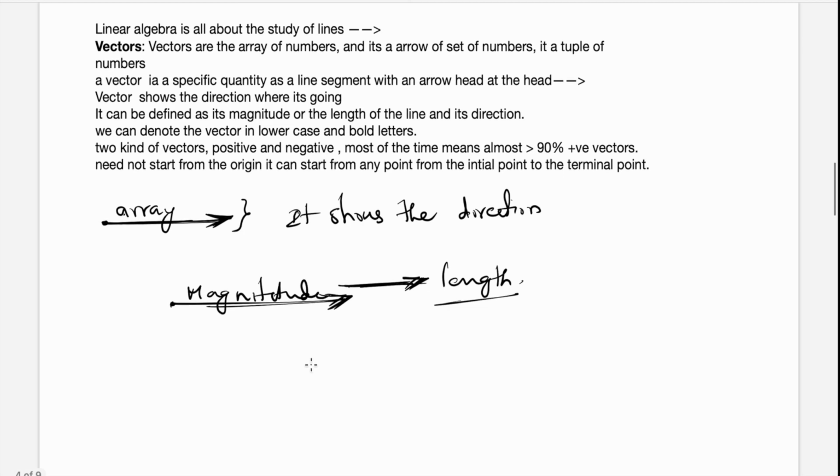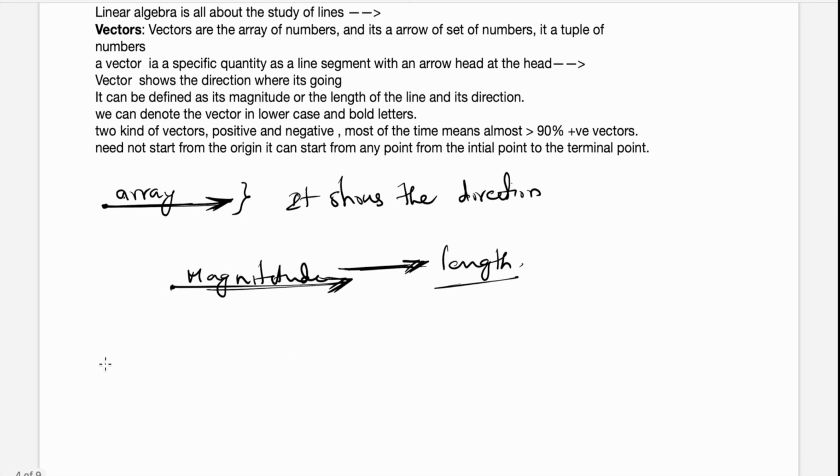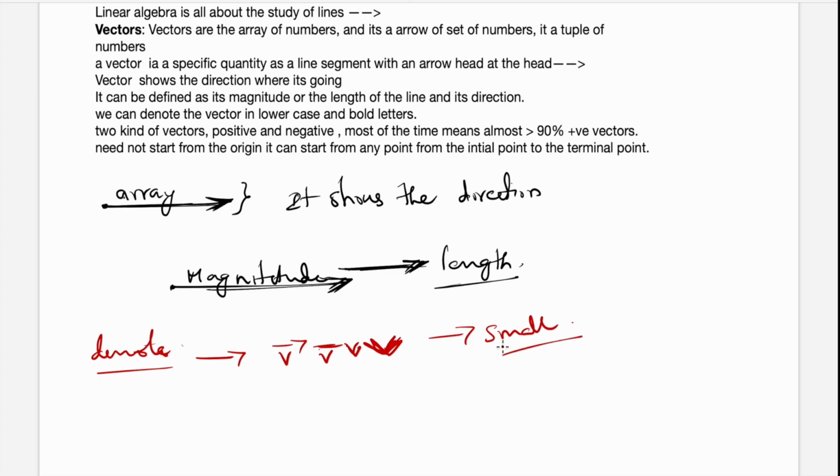So we denote our vectors like this. It's just an arrow on the top of the letter, and we use lowercase and bold. We use lowercase and bold.